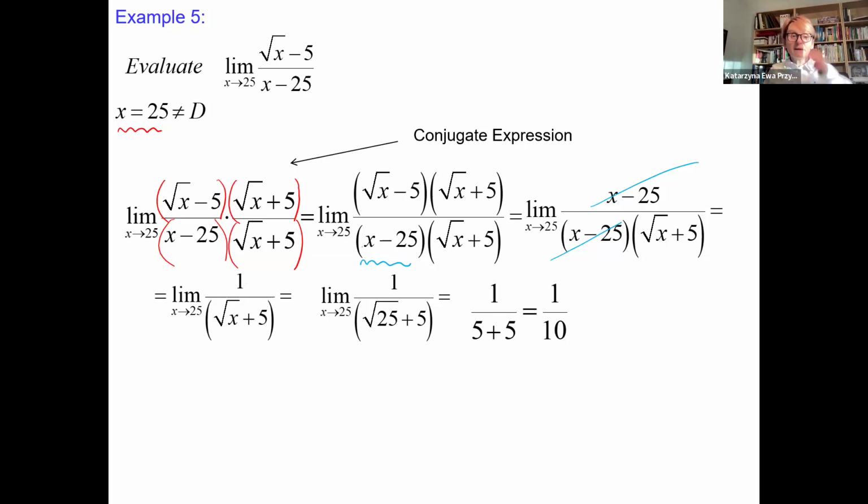Okay, but please remember this, the message of this example is when we see a square root expression, use the conjugate. Okay. Yeah, let's keep moving.